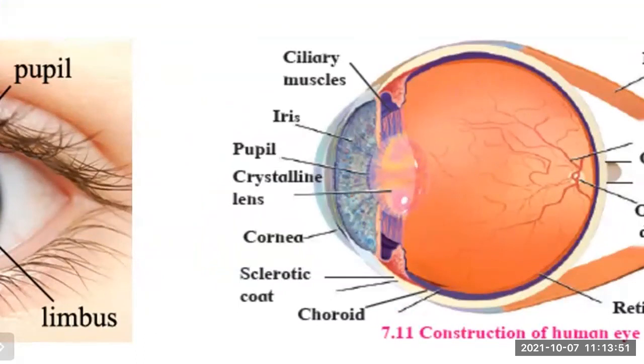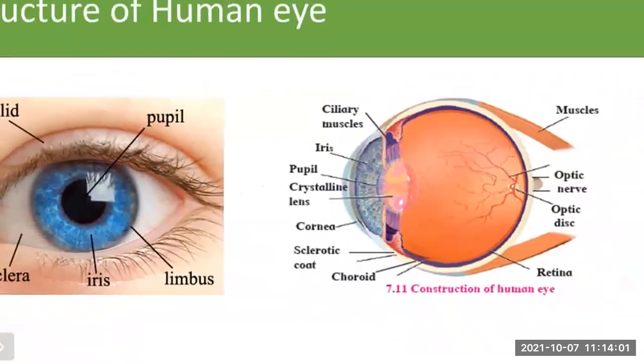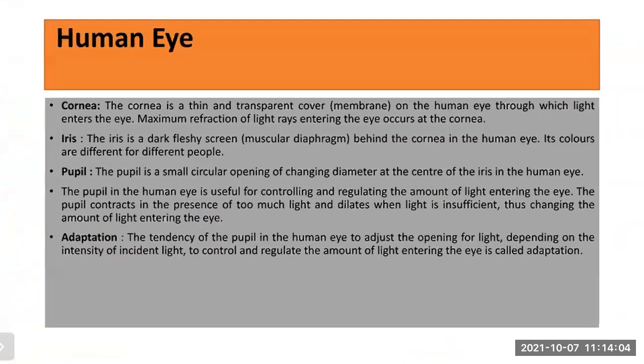Then maximum amount of incident light is refracted inside the eye at the outer surface of the cornea. So maximum refraction of light rays entering the eye occurs at the cornea. Remember this thing. What you will remember about the cornea? First thing, that it is the thin and transparent cover on the human eye. Through this cornea, only the light enters our eye, and the maximum refraction of light occurs at the cornea.